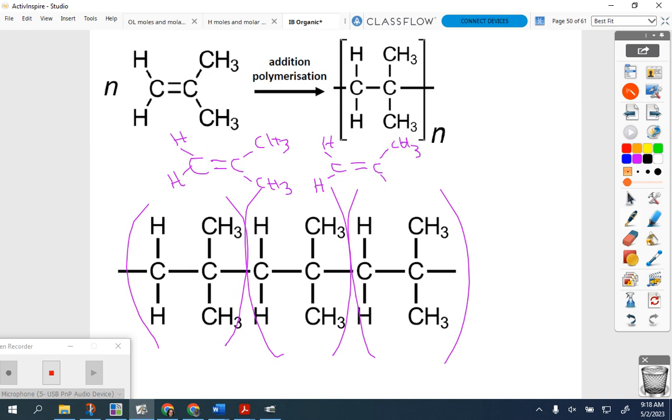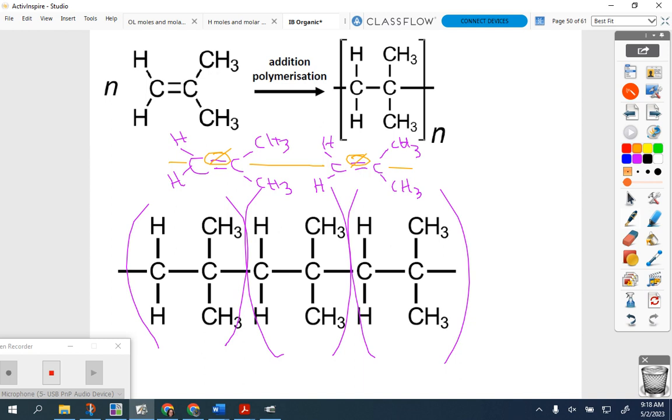So if we're adding 2 of these together, what we're going to do is we're going to break the double bond for each of these and form a single bond between the 2 carbons and then single bonds on each side.